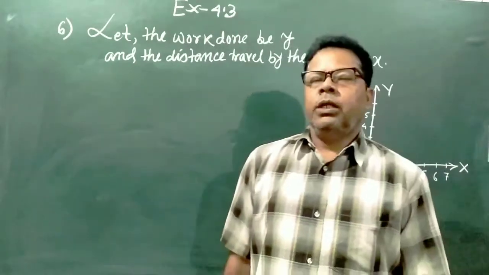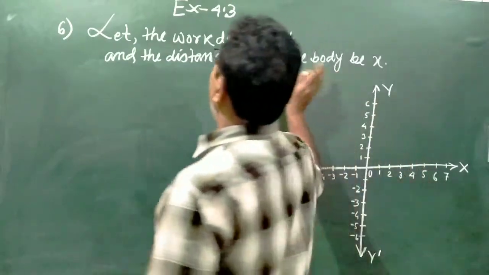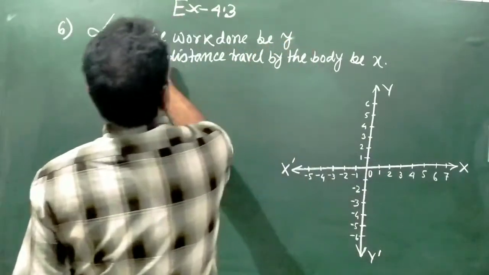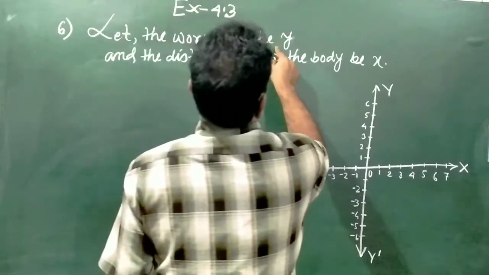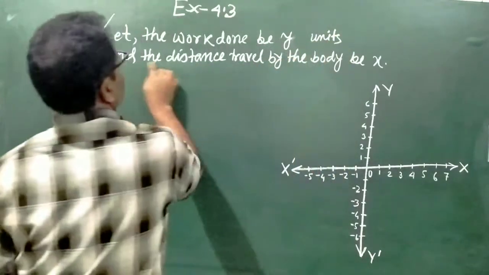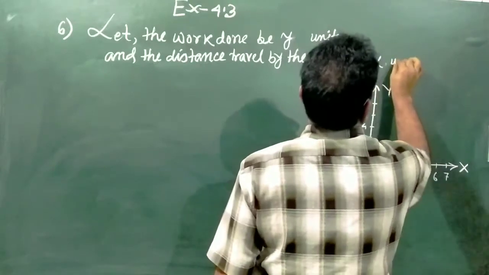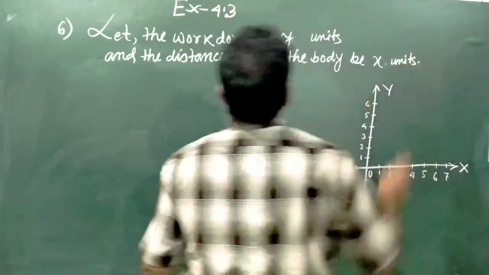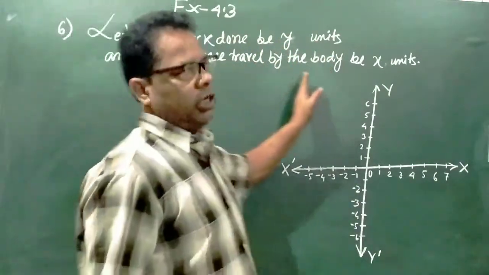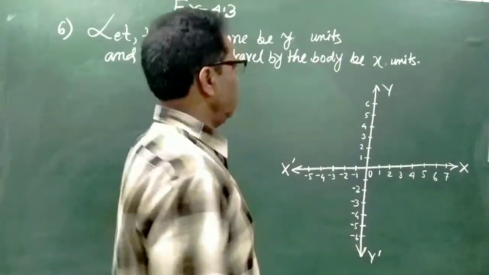So here distance traveled by the body we are taking as x and the work done by the body is y units. Let the work done by the body be y units and the distance traveled by the body be x units. So here work done we have taken as y and distance traveled by the body we have taken as x units, like x kilometer or x meter, like that.